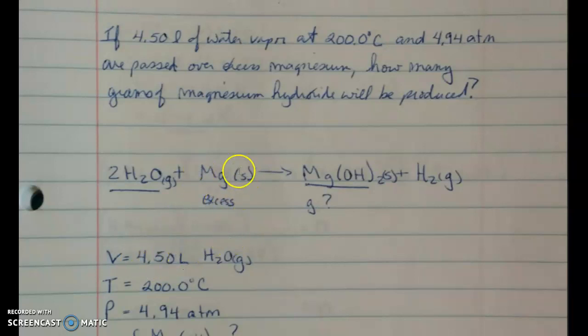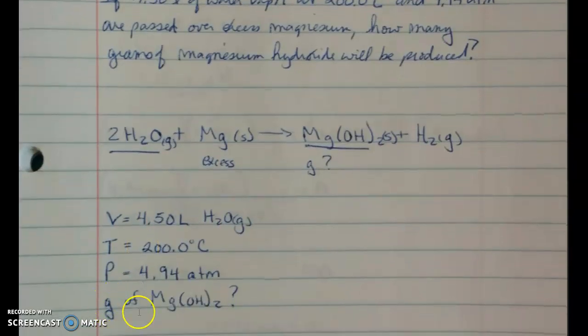It tells you that we have excess magnesium. So this is our limiting reactant, and all of this 4.50 liters is going to react. How many grams, what is the mass of magnesium hydroxide? How much of this is going to be produced if we use 4.50 liters of water vapor under these conditions? And I've written that down too. We want to know the mass, or the grams, of magnesium hydroxide that are going to be produced.